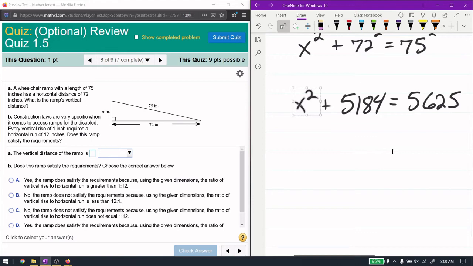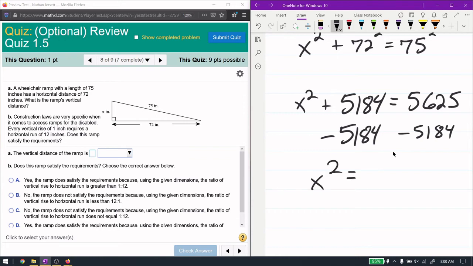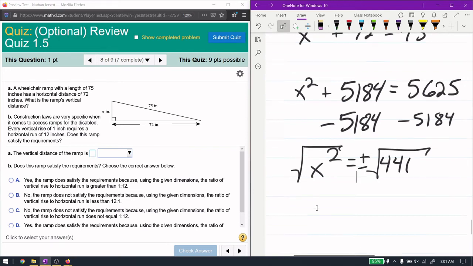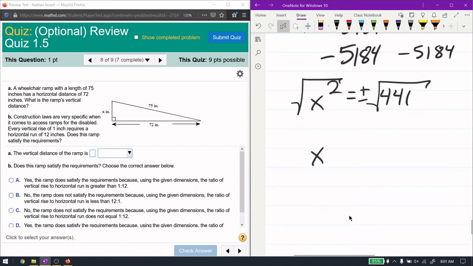There's no other variable in there, which means we can use the square root property. In other words, get it by itself. So I want to subtract the number. 5625 minus 5184 is 441. And to solve this, I can easily just take the square root. Whenever you take a square root, make sure you add a plus or minus. So we have x equals plus or minus the square root of 441.